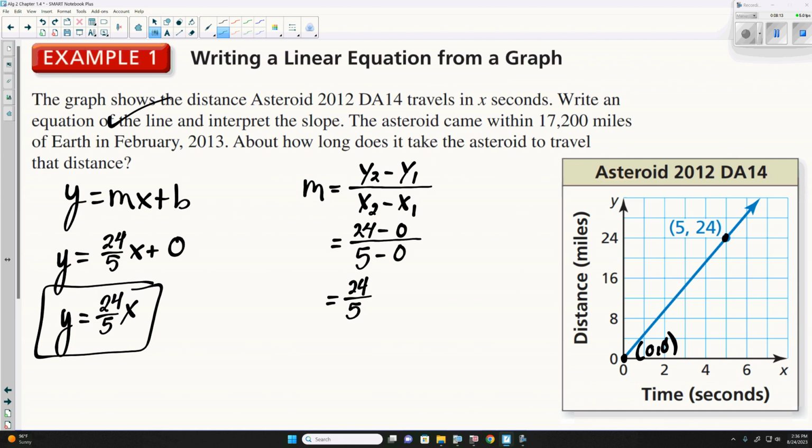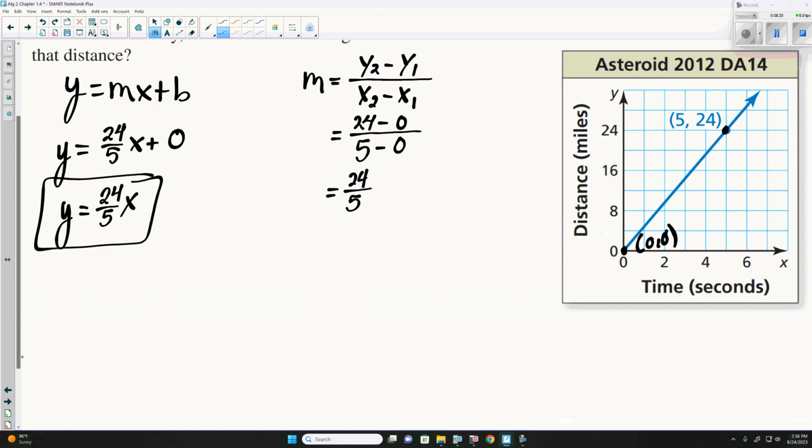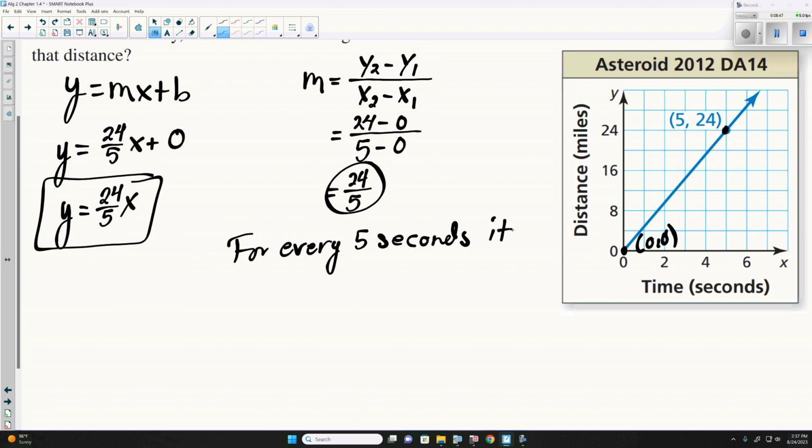Okay. Now we need to interpret the slope. Interpreting the slope is really telling us what the slope is telling us about this problem here. And so we're looking at the 24 over 5. And we always start with x. Well, the x, the denominator, is. So we're saying for every 5 seconds, what happens? It travels how far?